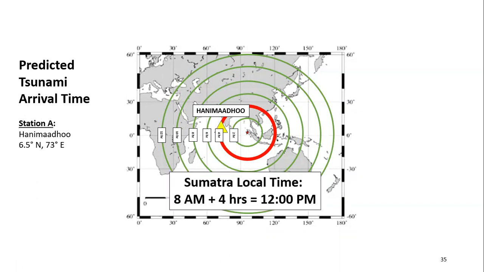So if the event occurred at 8 a.m. Sumatra time, then your predicted tsunami arrival time at the Hanamaru buoy should be 4 hours later, or 12 p.m. However, this is Sumatra time, and you need to convert to the Hanamaru tide gauge local time.